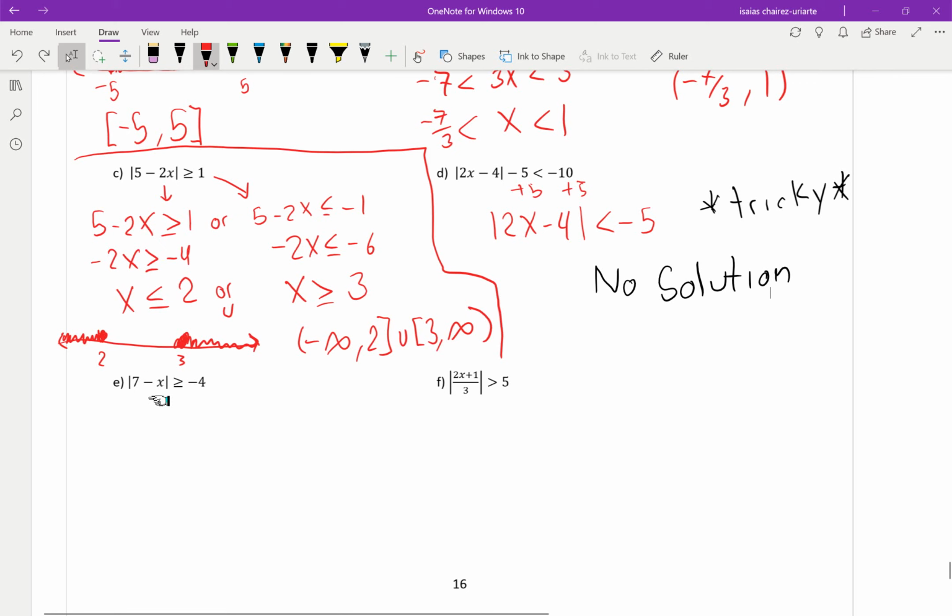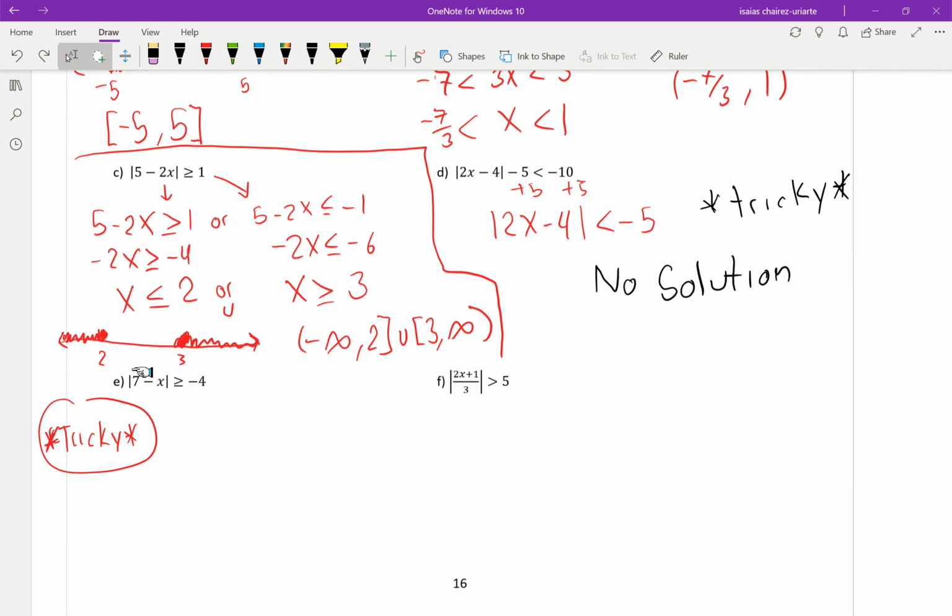So now what I have here is that the left hand side is always positive no matter what choice of x. And so then this graph will always be bigger than -4 no matter what choice of x. So this one is also kind of tricky, and we have to conclude that there's infinitely many solutions.